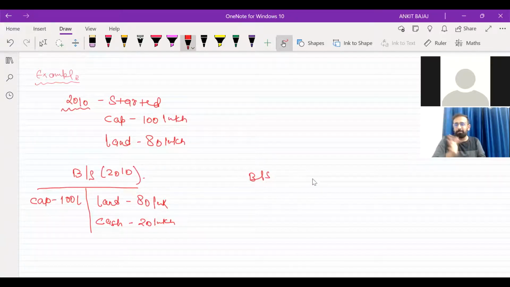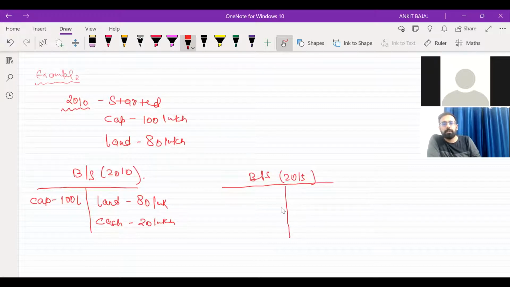You're not buying or selling this property. You have started a company, and in that company you're not performing many transactions. So in year 2015, you have revalued this land. Right now, the value of this land in year 2015 is, let's suppose, 3 crore. The revalued value of land is 300 lakh.